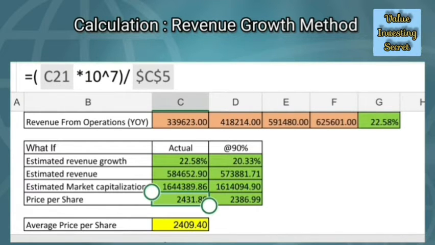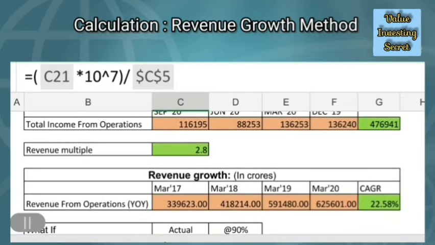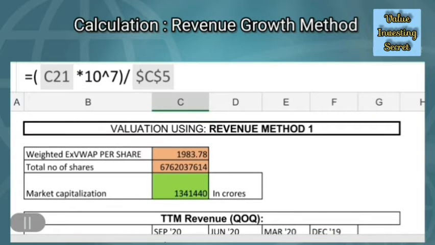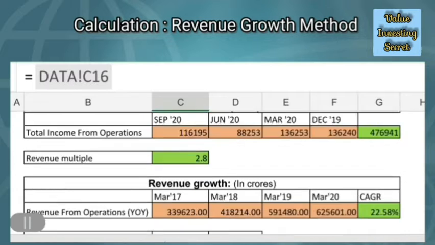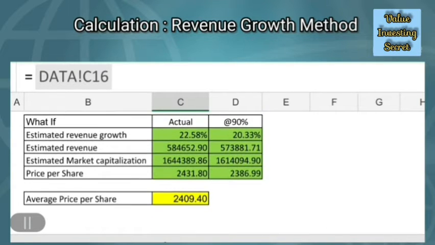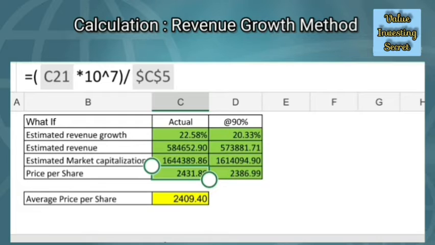Then we can calculate the price per share, that is estimated market capitalization into 10 raised to 7 and divided by total number of shares. Here we are calculating in crores, so it has to be multiplied into 10 raised to 7.